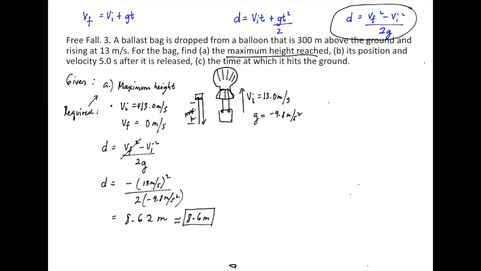Now, 8.6 meter, since the ballast bag is 300 above the ground, we still need to add it up to 300 meter. The height would be 308.6 meter.